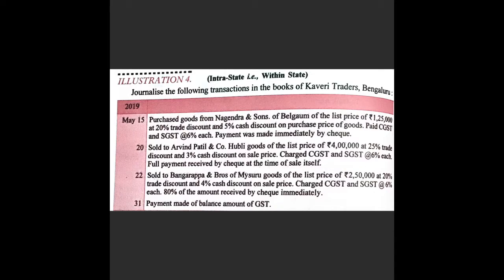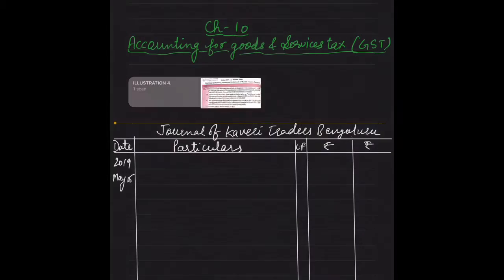The first transaction is: purchased goods from Nagendra and Sons of the list price of 1,25,000 at 20% trade discount, 5% cash discount on the purchase price of the goods, and paid CGST and SGST at 6% each. Payment was made immediately by cheque. In this question there is a trade discount and a cash discount along with CGST and SGST, at 6% each. So what will be the entry?